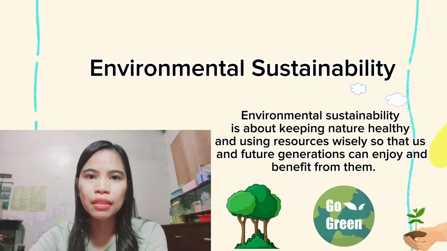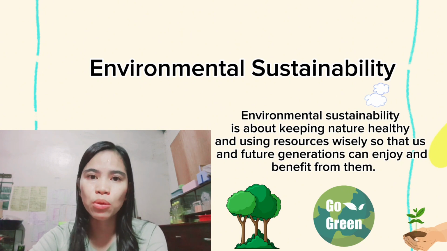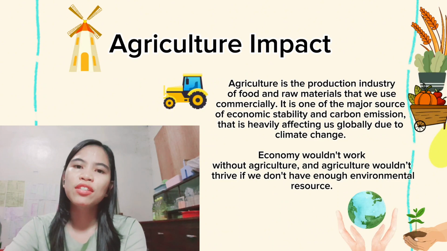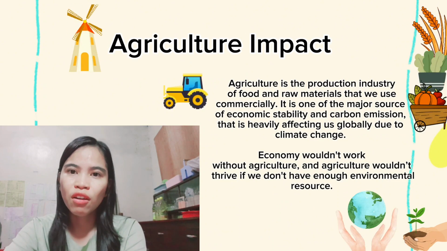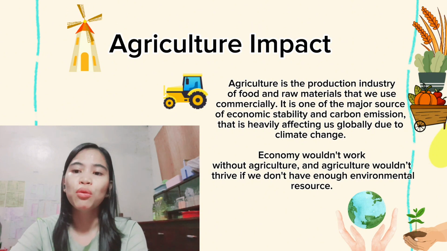Environmental sustainability is all about keeping nature healthy and allocating the natural resources efficiently so that future generations can also use them and benefit from them. Agriculture is the production industry of farming food and raw materials that we use commercially.